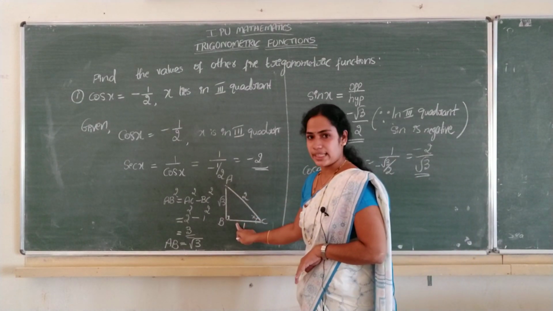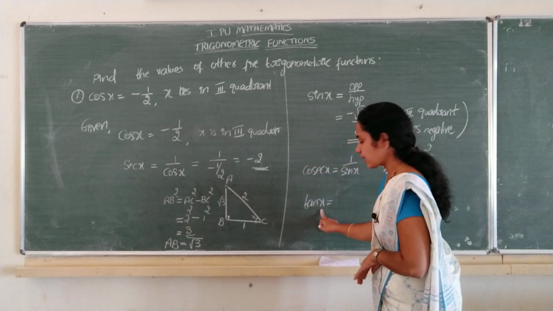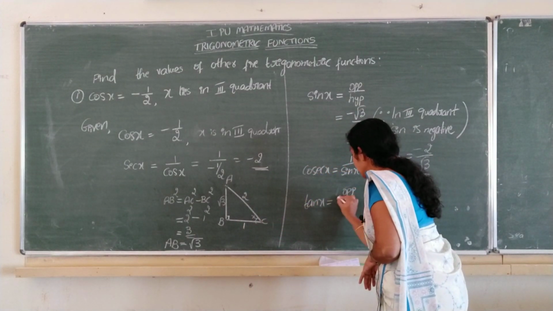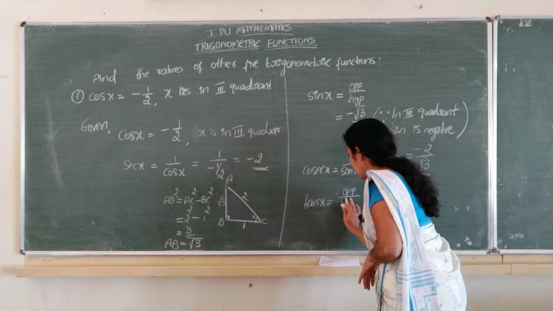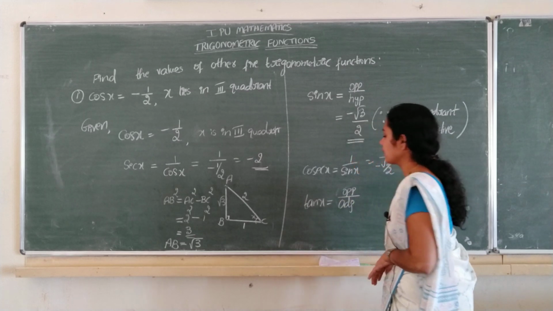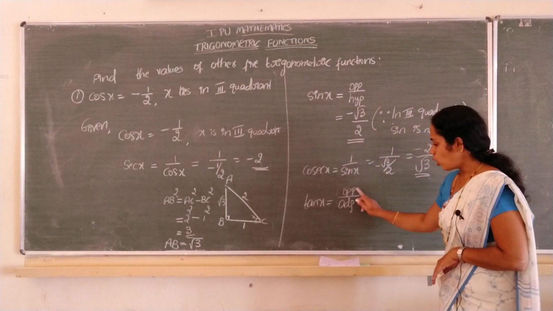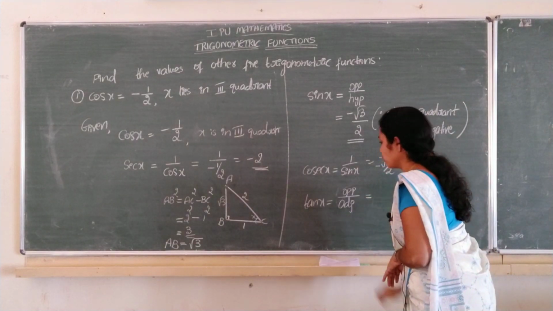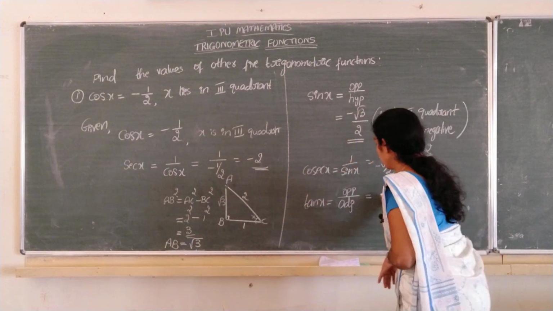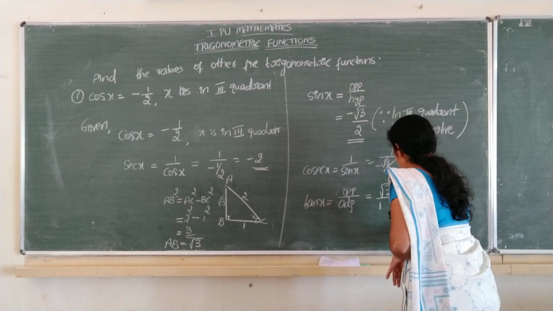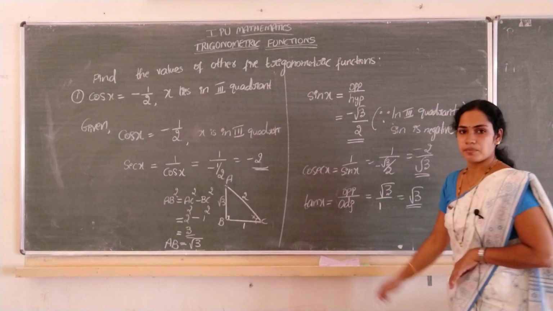Otherwise, from the figure itself, tan x can be written as opposite by adjacent. Okay, tan x can be written as opposite by adjacent. This is equal to, what is opposite here? Root 3 divided by 1, that is same as root 3.